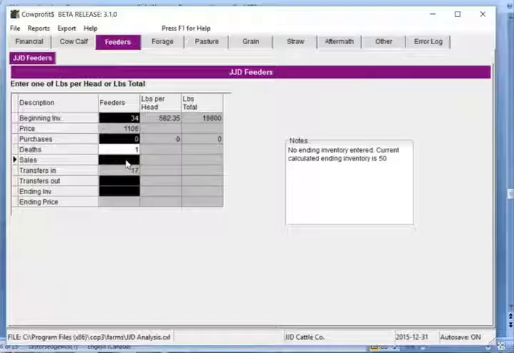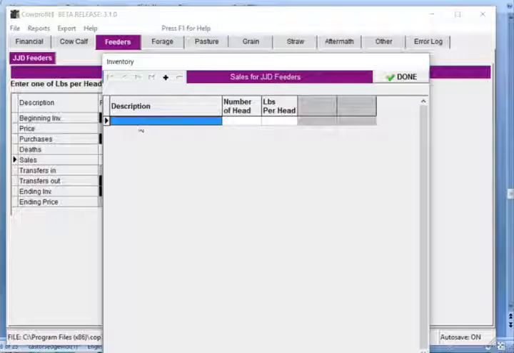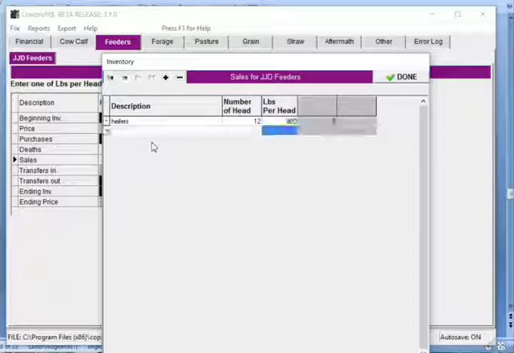Sales, we double click on the sales cell and we get the pop-up again, and there were 12 heifers, 12 of them, and they weighed 800 pounds. Steers, there were 21, and they weighed 850.